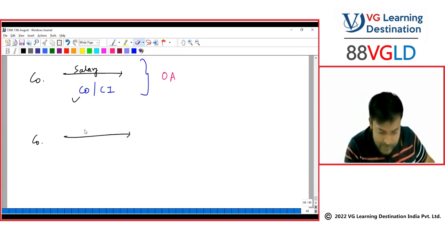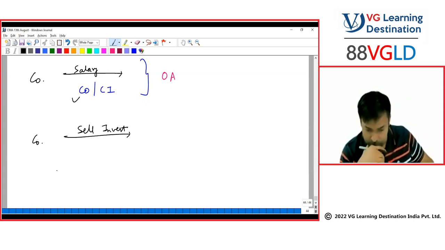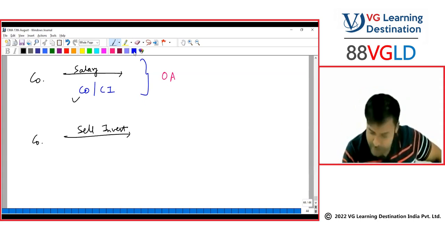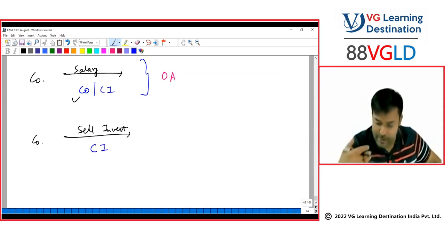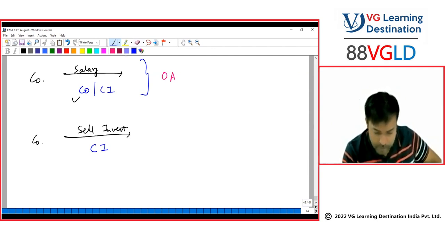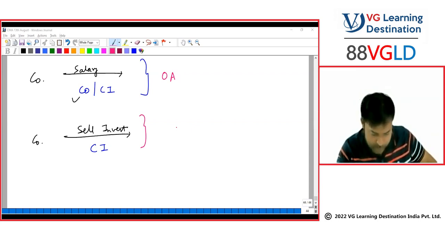You are selling the investment, everyone. You are selling investment. CO or CI? Cash inflow. It's a cash inflow. No, Praveen. Selling investment, whenever you're selling the investment, money is coming. Absolutely correct. OA, IA, FA. Correct. It is going to be IA. Is that okay, Antariksh? Are we good?